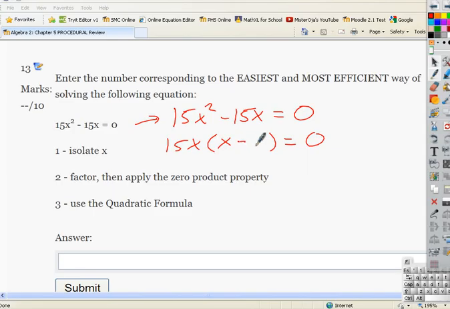Right now I've got this thing factored. If I want to find the zeros, when is 15x equal to 0? When x is 0. Good. So there's x equals 0 or x equals 1. Right? So that's definitely one we can factor, and the dead giveaway there is that I see an x in both terms. So I know I can factor at least an x out. Okay?